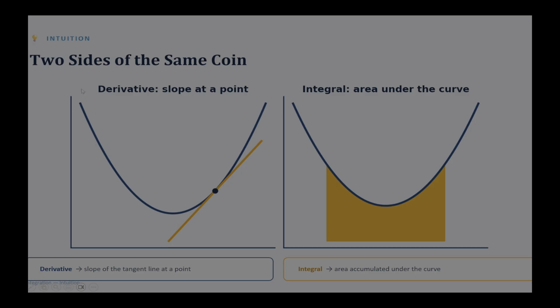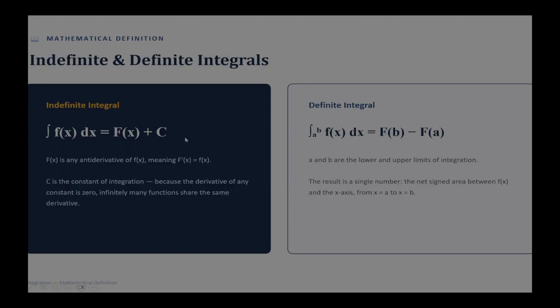The two sides of the same coin, right? The derivative is the slope at a point. Remember, we showed this parabola. This is the slope. The integral is the area under the curve. This is the area under the curve here. If you want to work out the area from point A to point B, this could be the area we work out. So this is A and B. That's what we're going to call later on, from one point to the other point. So the derivative is the slope of the tangent line at a point. The integral is the area accumulated under the curve. So that's easy to understand now.